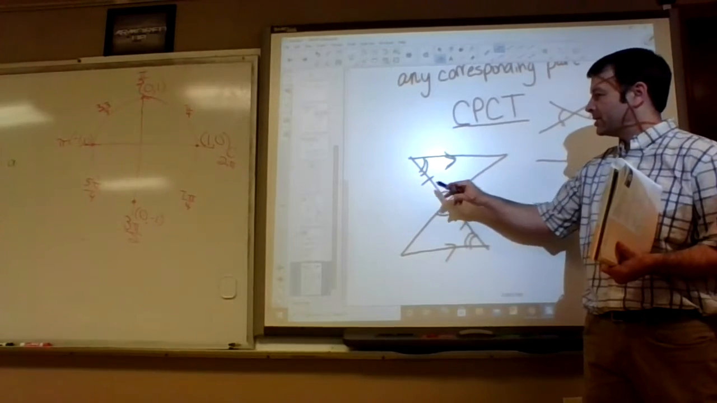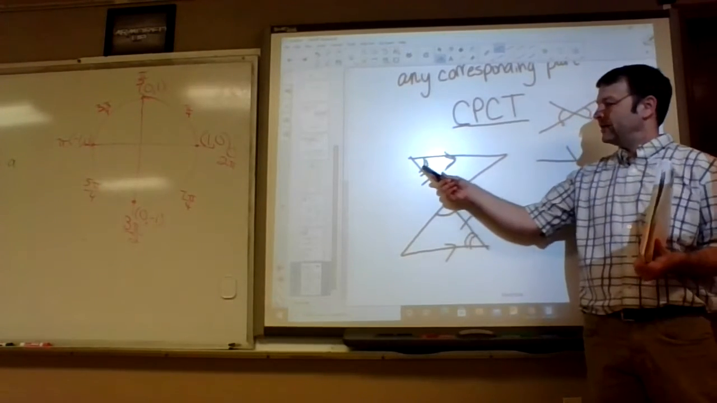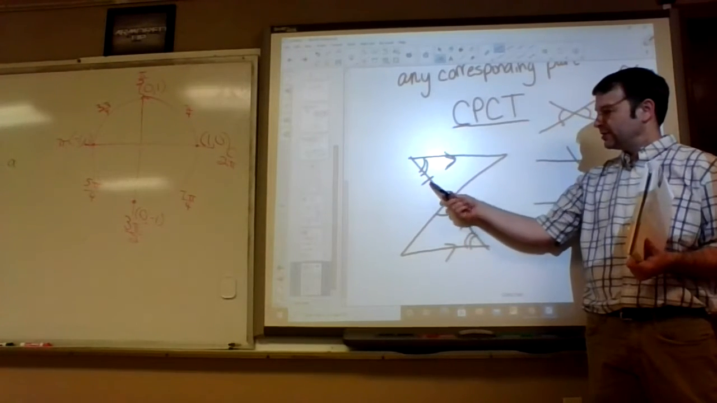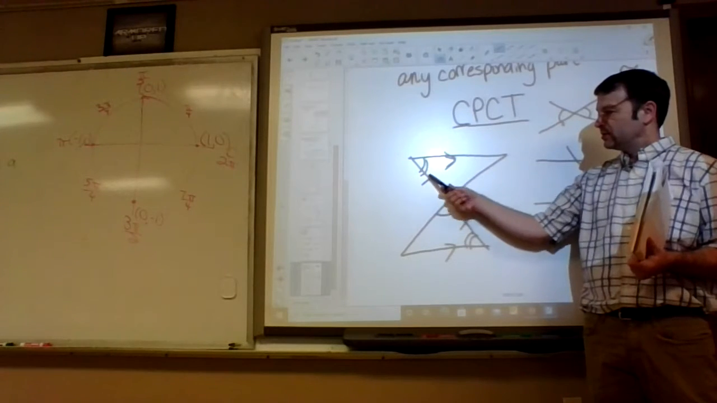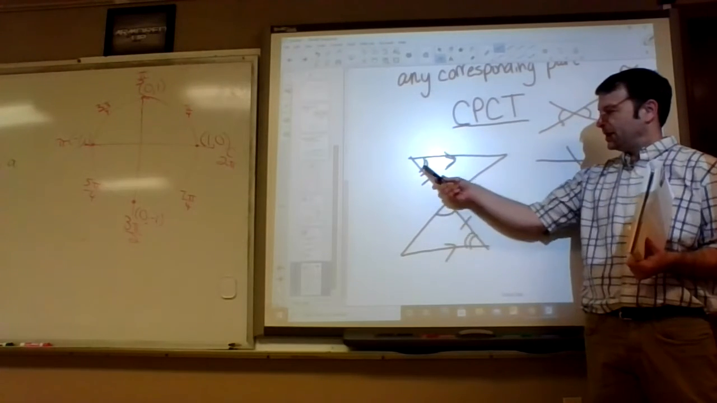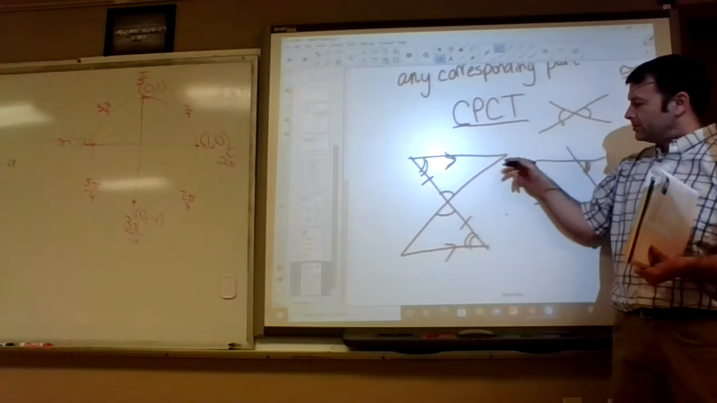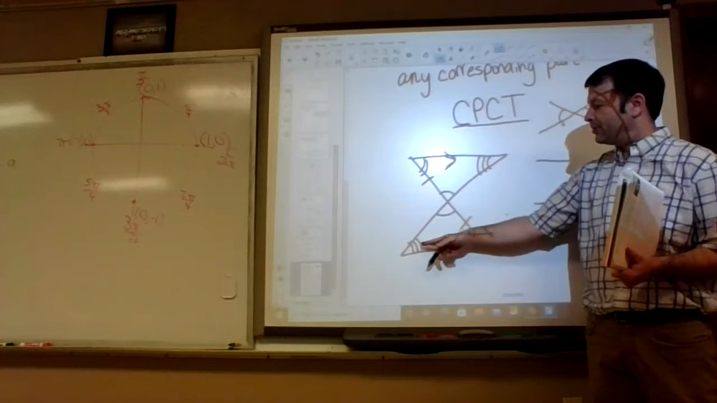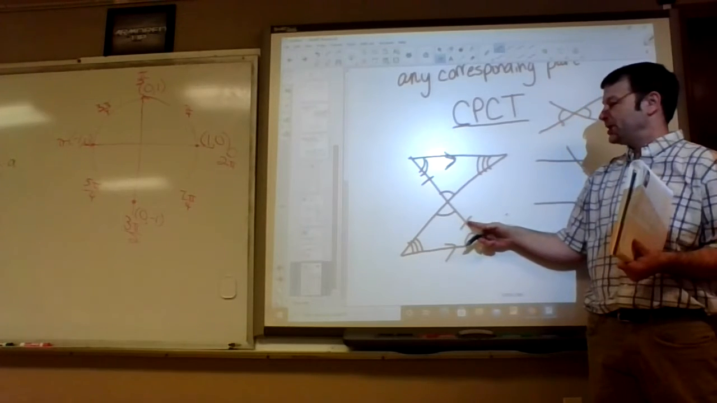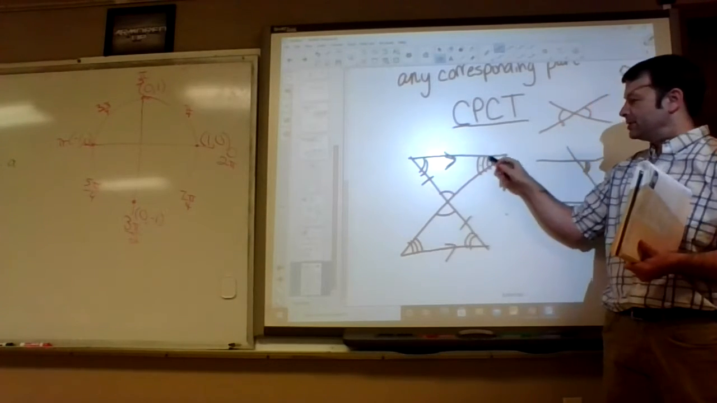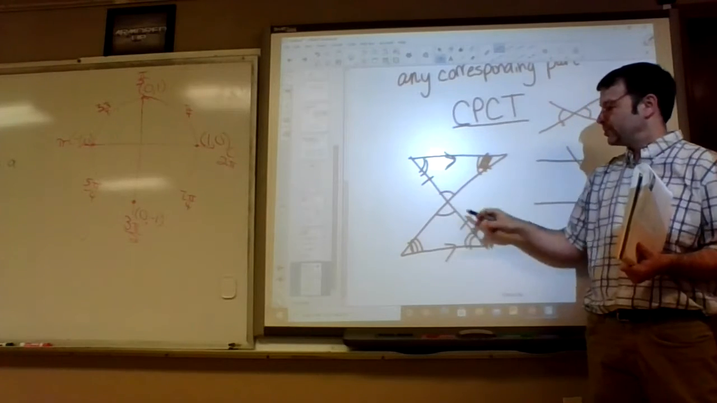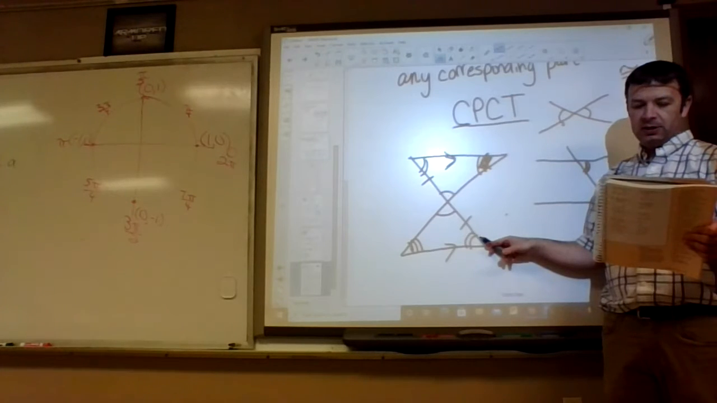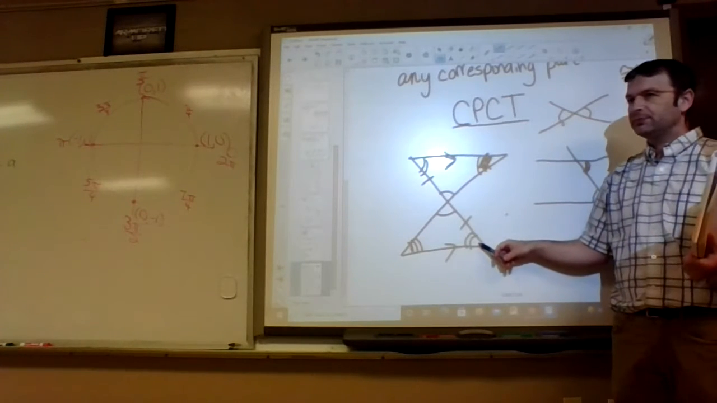Well, we don't need that many letters. And if we knew these were the same, then we would have ASA, right? Angle, side, angle. Do we also know these are congruent? Yes, but that would give us angle, angle, side, which is not one of our postulates. So we're not going to say this one. We're just going to say this one. What are these two angles called in the picture? It's just angle A and angle D, right?